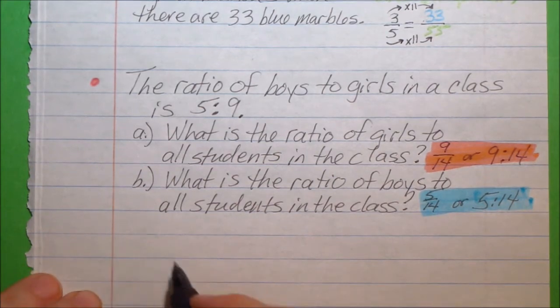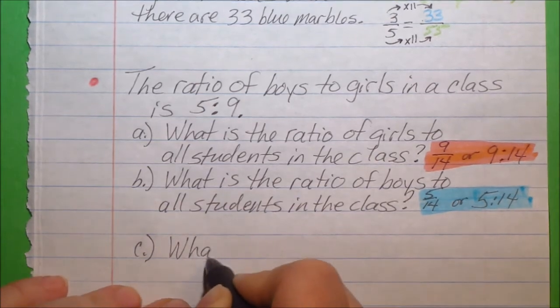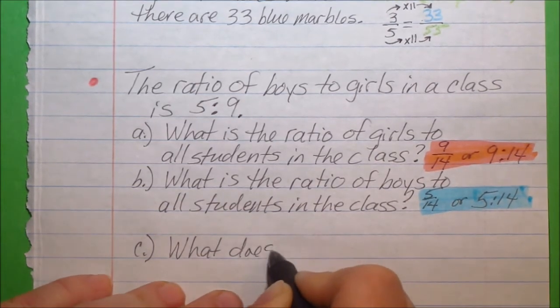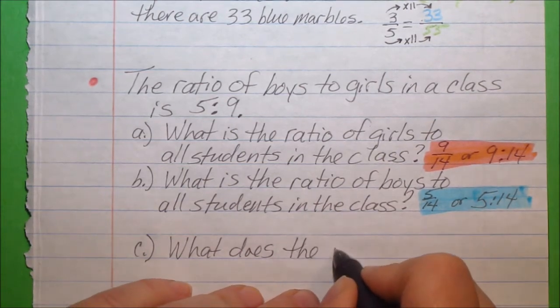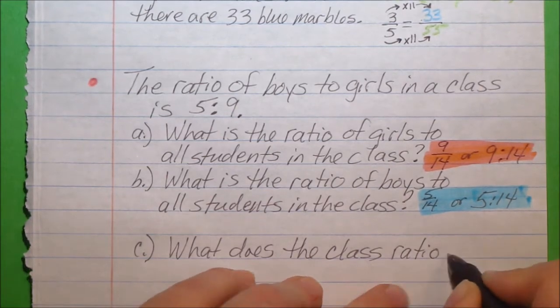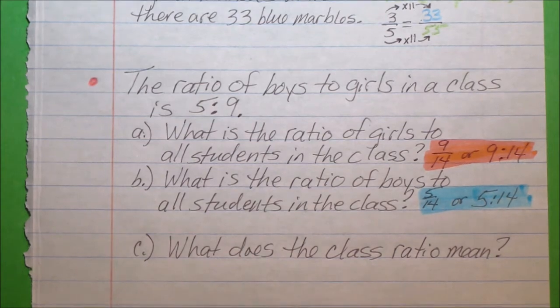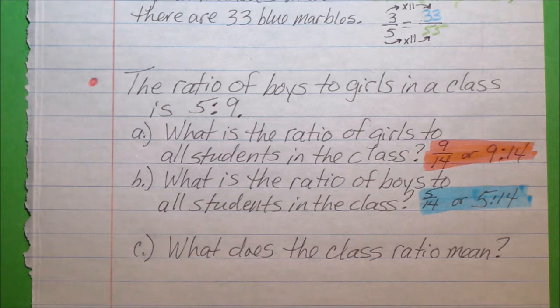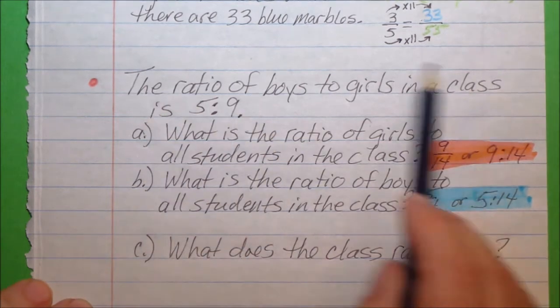Now, one last question on this one. C. I'm going to skip a line here. All right. What does the class ratio mean? And you've heard me talk about this, okay? But you'll see this question a lot in your worksheets, and probably even on your test. This is where you explain in words what this ratio means. So, what does the class ratio mean? That means the original question up there.